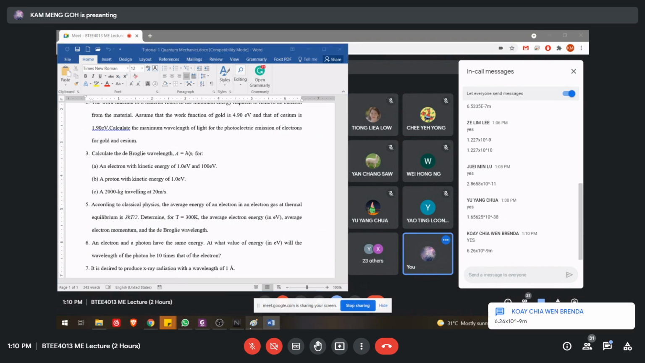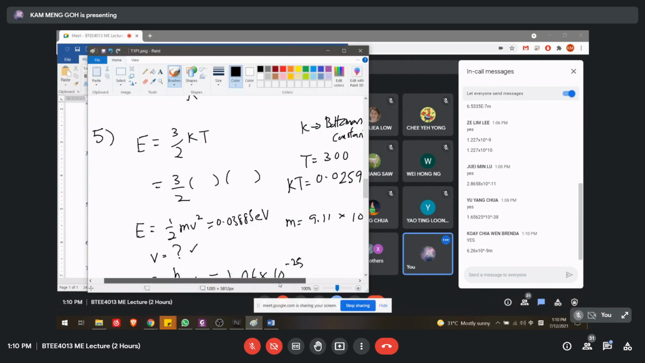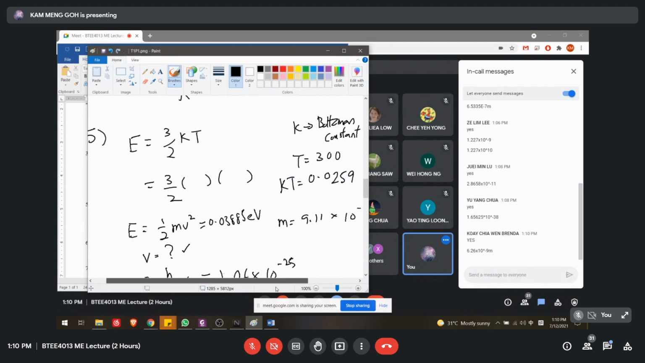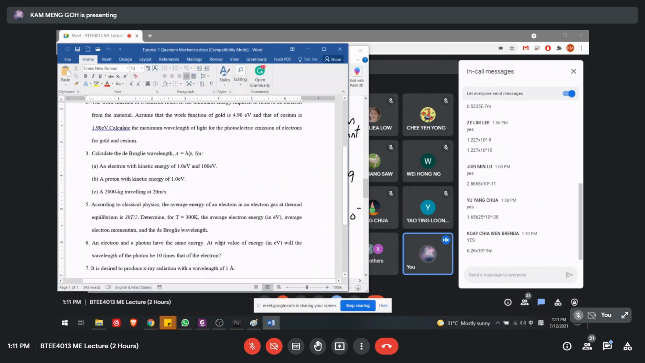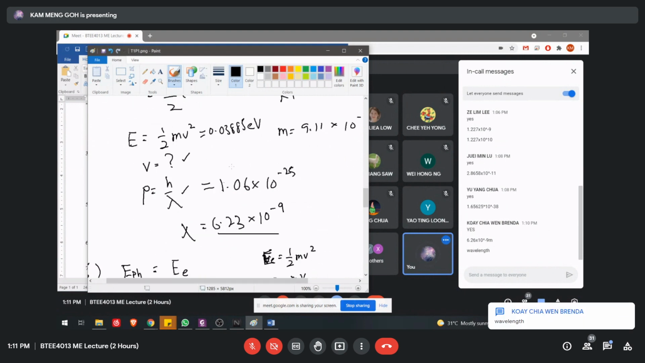Mm-hmm. 6.26. That one is the energy, right? The 6.26 is for what? Oh, the wavelength. Okay, I believe the 6.26 is the wavelength. What about the energy and the momentum?